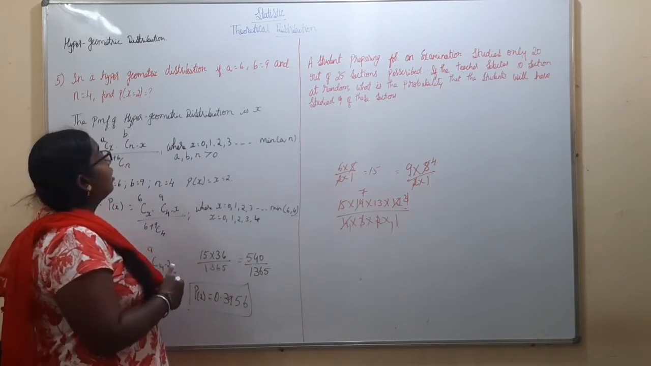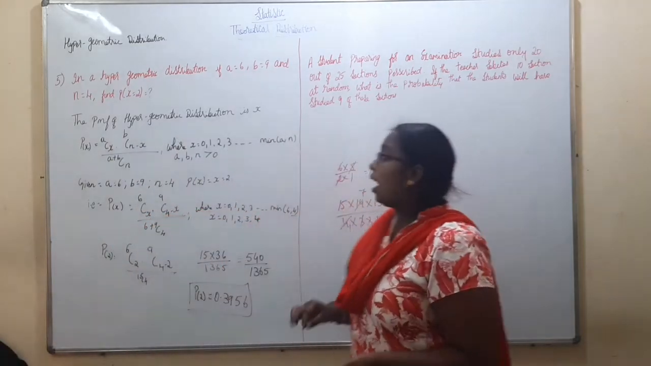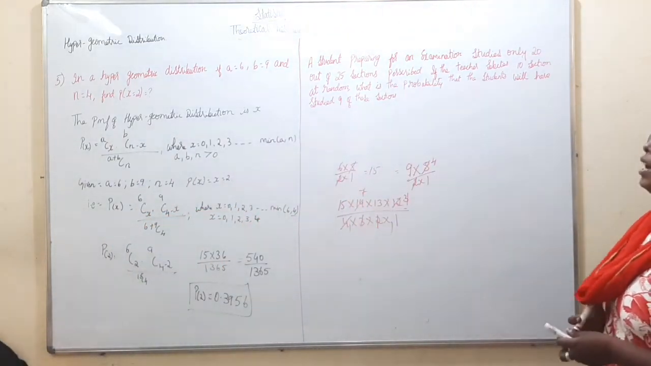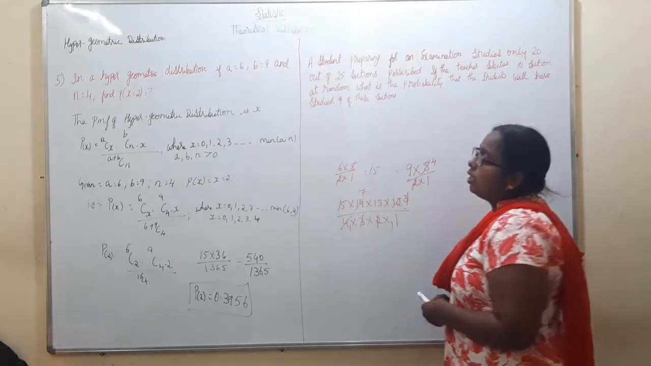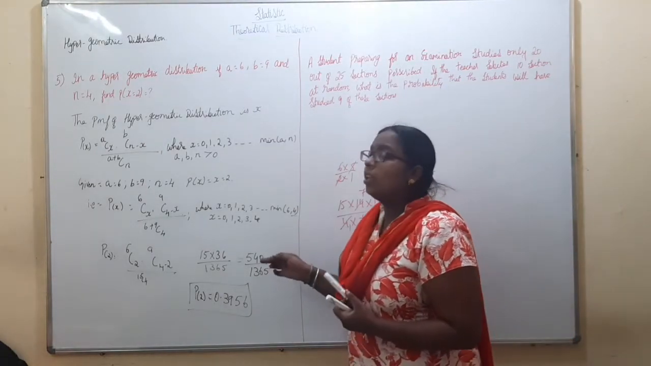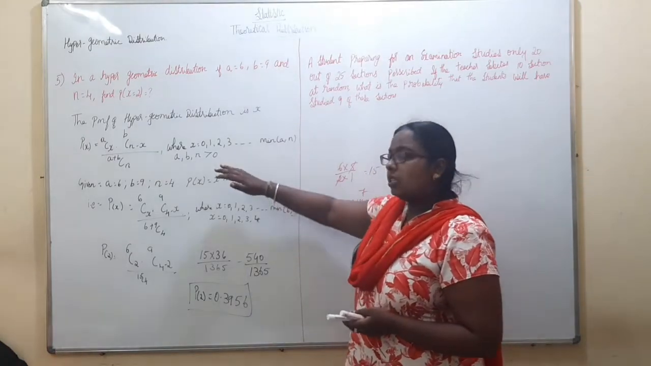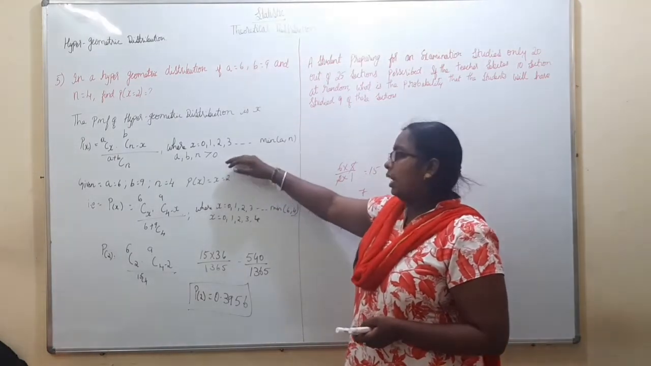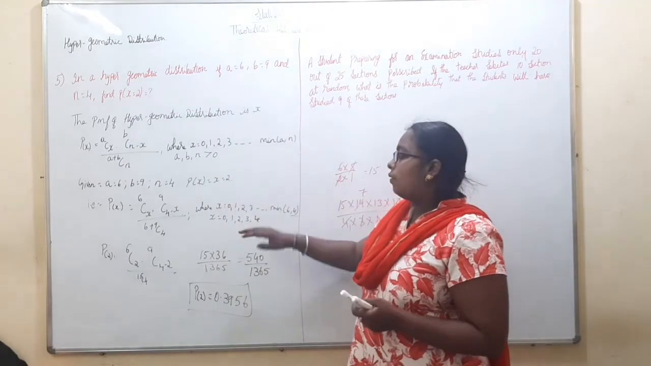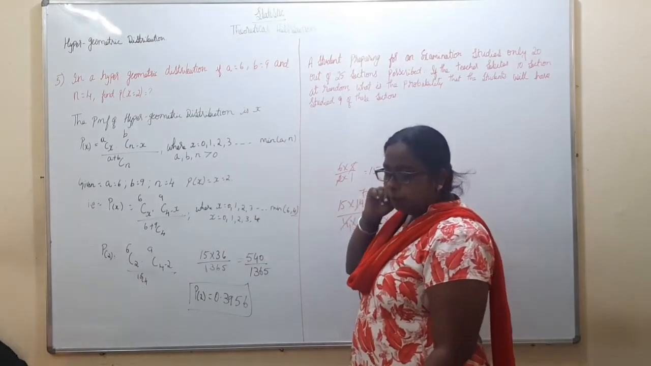See here, in this problem number 5, in a hypergeometric distribution, A, B and N are given, and they have asked us to find the probability of x equals 2. So whatever is there till here, you will write in the same way, substituting from here into the problem.